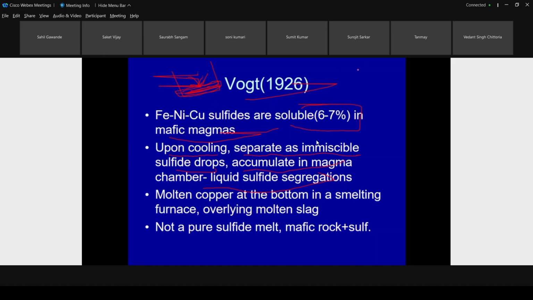This is something like a furnace, like copper smelting. People have seen when they are melting copper ores that certain components form at the bottom, and the rest of them are something else. Molten copper is at the bottom in a smelting furnace. At the top you have the slag, a lot of silica-rich slag. At the bottom are the sulfide-rich copper solutions. So this was correlated. The melt cannot be 100% pure. It will have some mafic rocks, no doubt, but the sulfide composition is high. Such a thing happens in sulfide immiscibility.